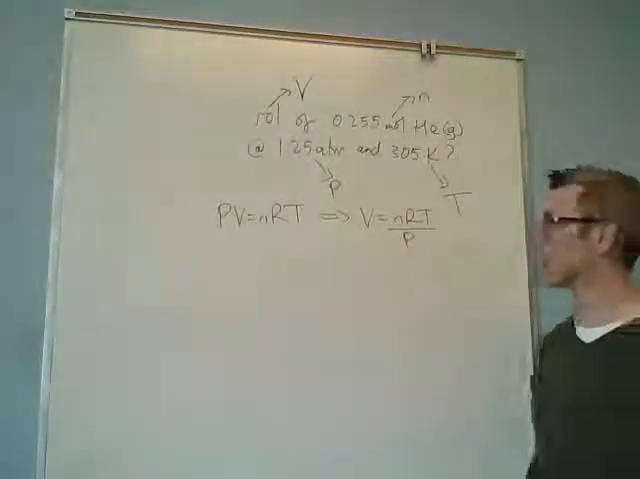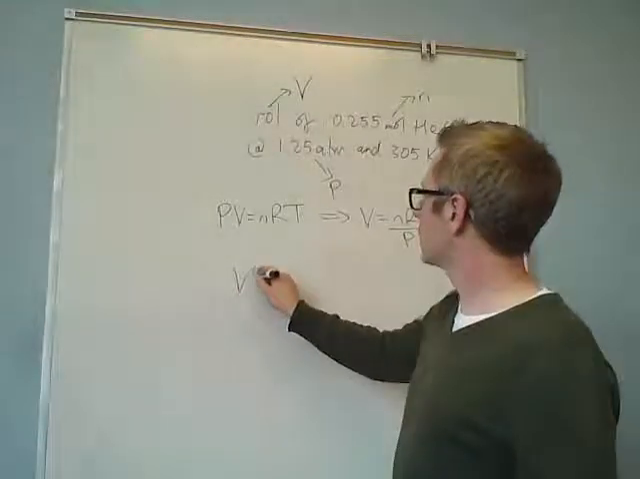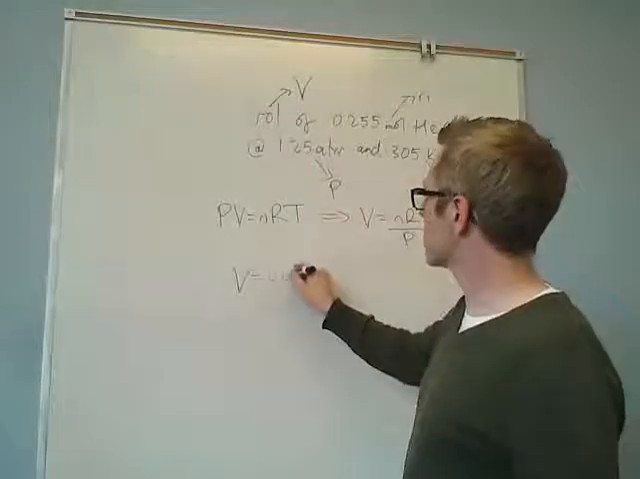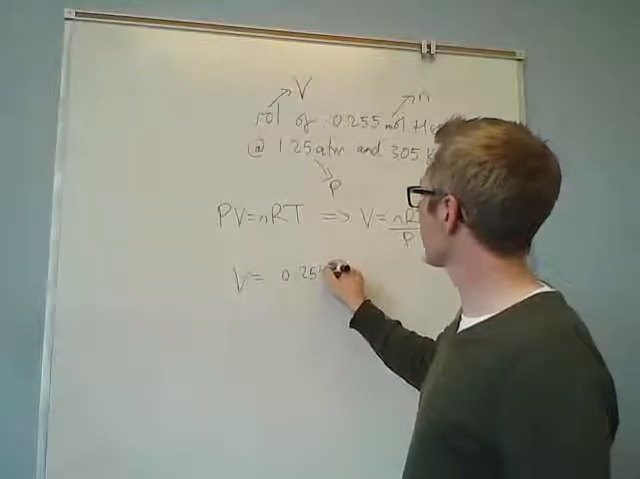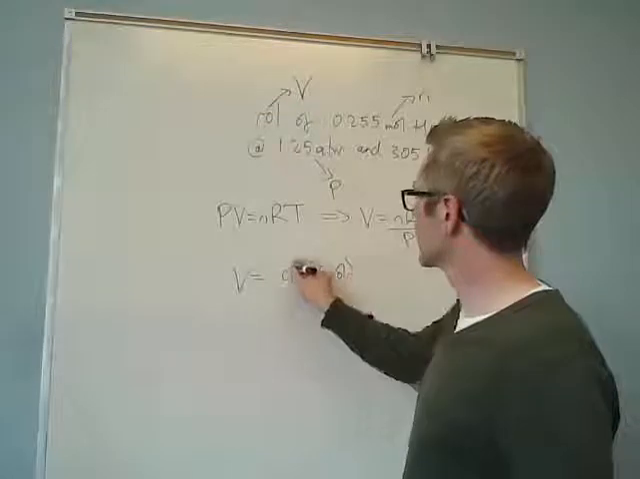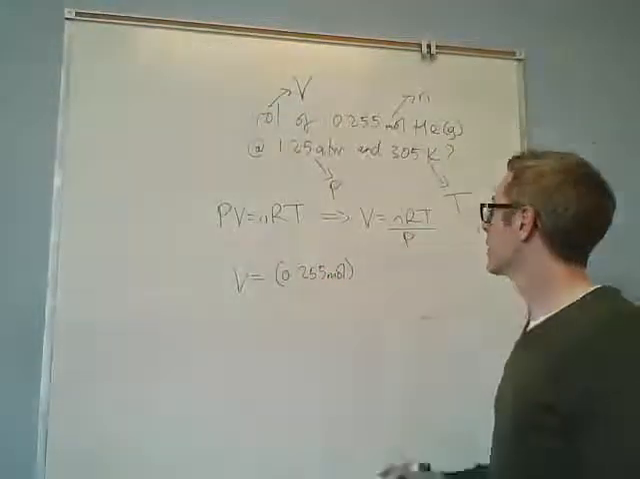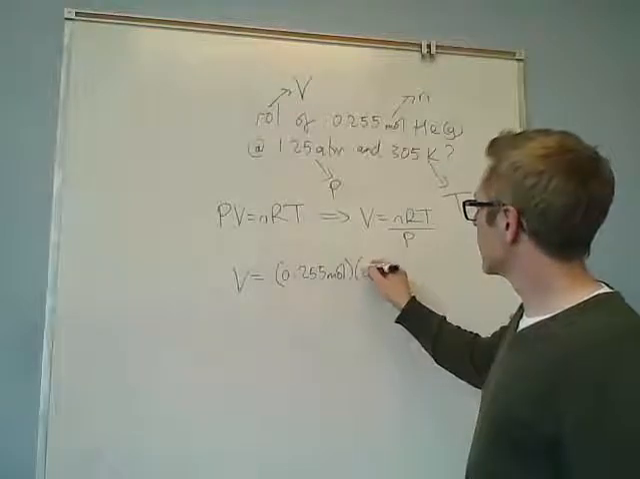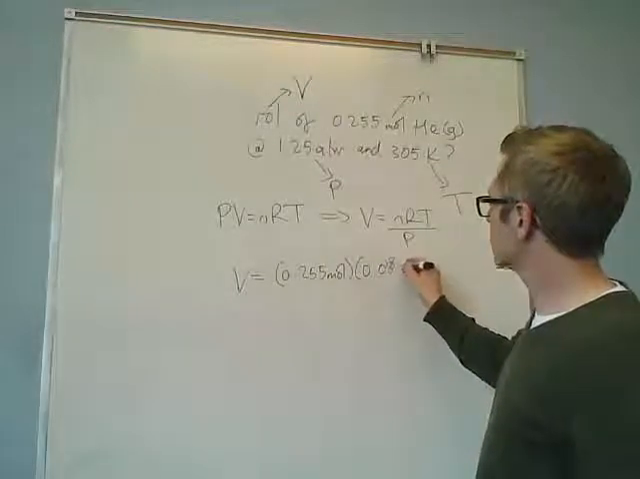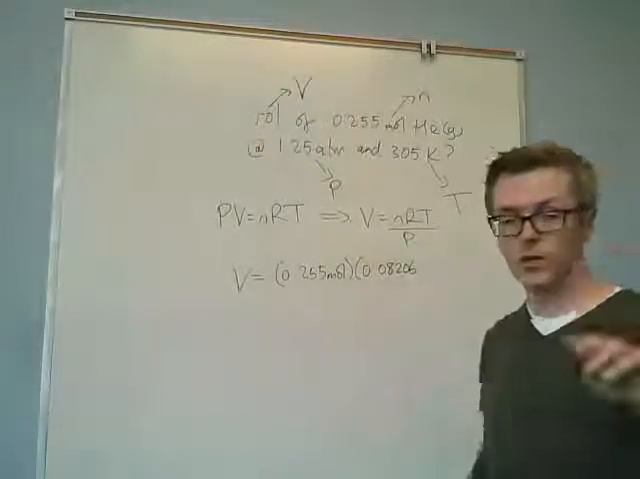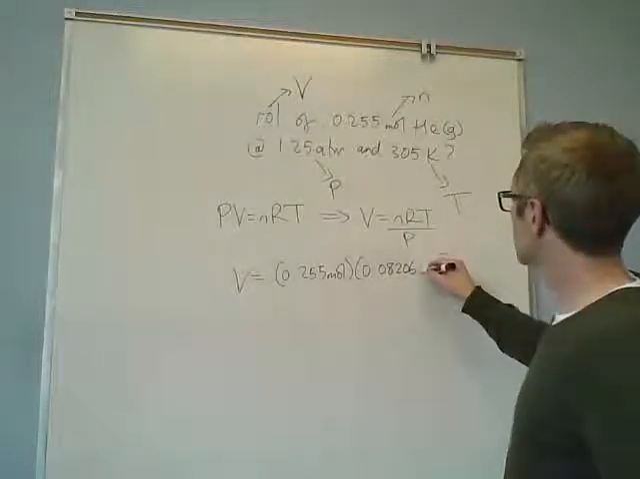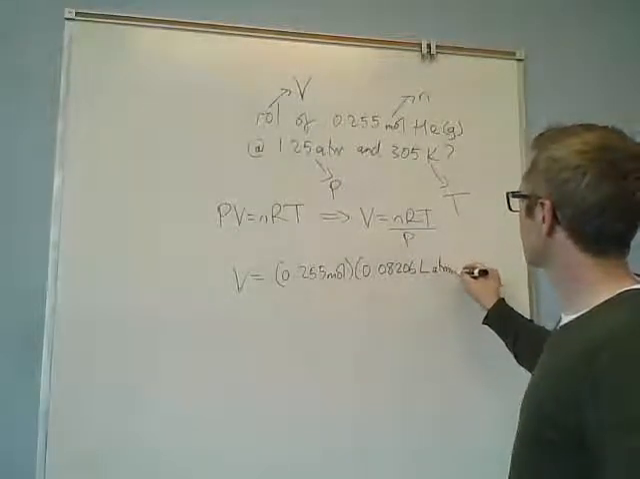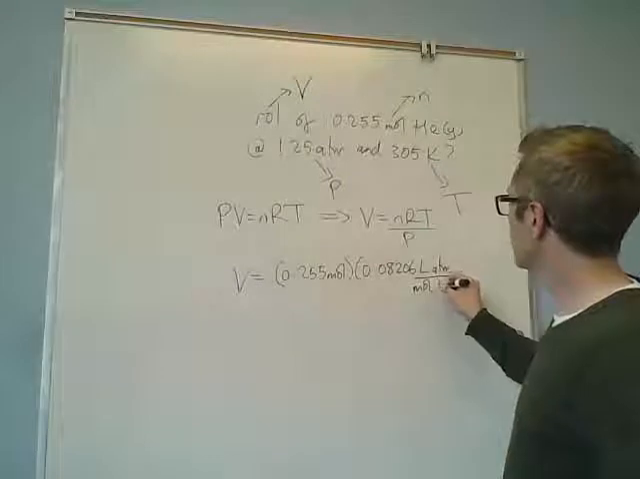Now we just simply plug the numbers in. So volume is moles, which is 0.255. Again, we can just use some algebra. R, I will provide, you don't have to memorize it. It's 0.08206. It's got 4 units: liter, atmosphere, per mole, per Kelvin.